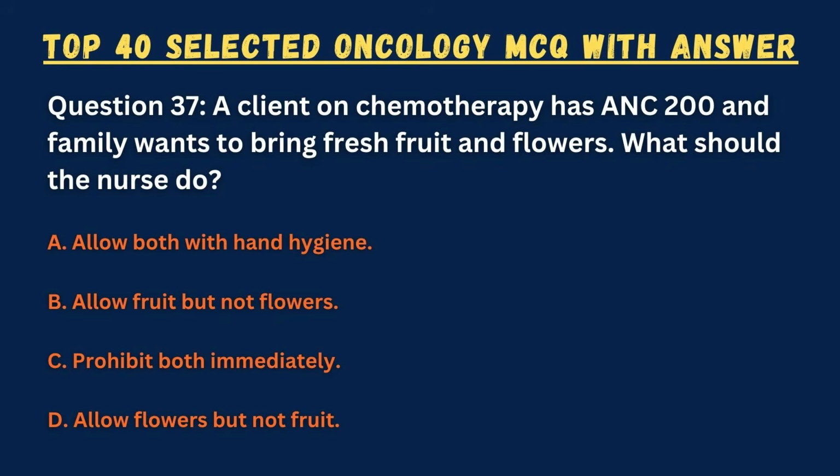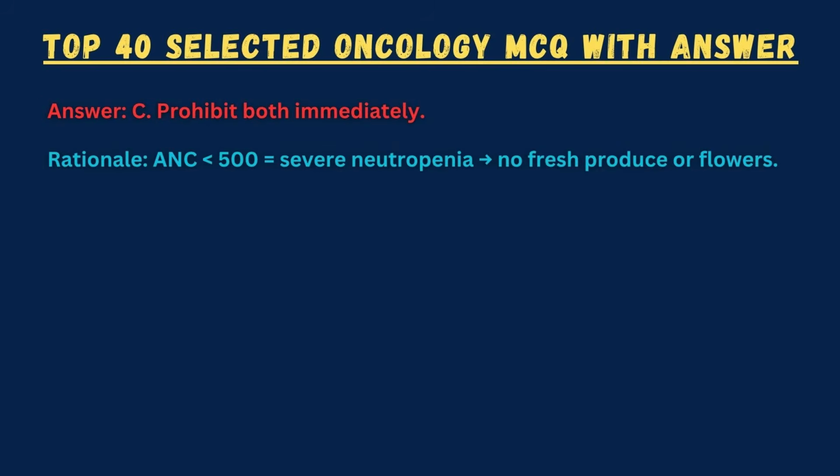Question 37. A client on chemotherapy has ANC 200. Family wants to bring fresh fruit and flowers. What should the nurse do? A. Allow both with hand hygiene. B. Allow fruit but not flowers. C. Prohibit both immediately. D. Allow flowers but not fruit. Answer. C. Prohibit both immediately. Rationale. ANC less than 500 equals severe neutropenia, no fresh produce or flowers.